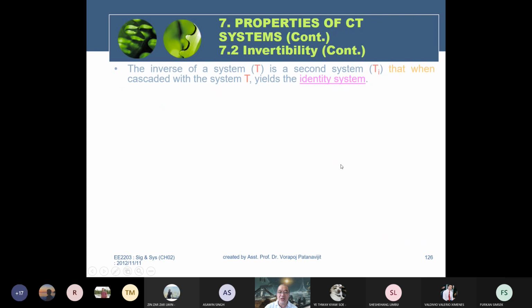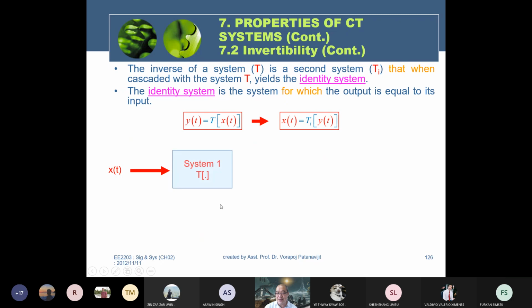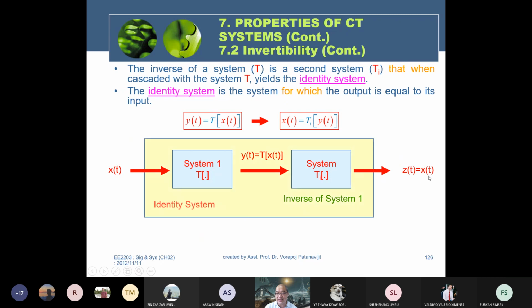The inverse of an invertible system is a second system that, when cascaded with the system T, yields the identity system. The identity system is the system for which the output is equal to its input. It's a reverse process. If you have a first system and you send its output to the inverse process, it will cancel the effect of the first one, so it seems that the signal, the input, isn't processed at all. The identity system does nothing.